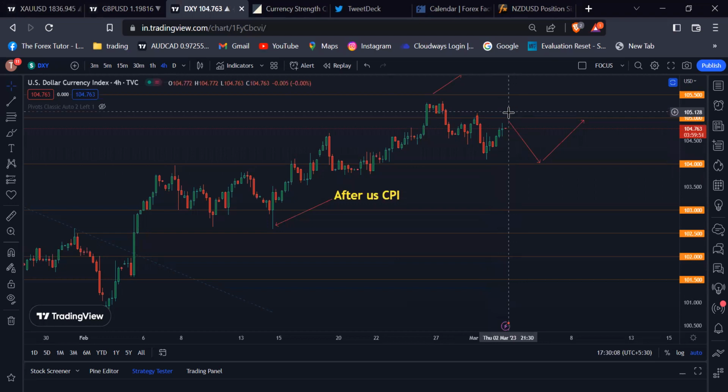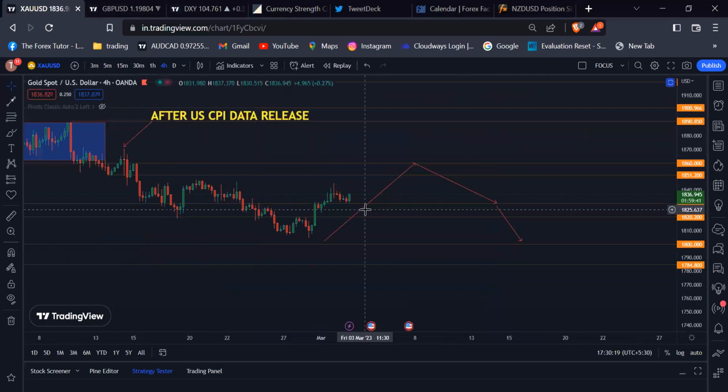One is if the dollar index breaks the 105.00 psychological level and moves upwards to the 105.500 psychological level, then we will see a further fall in gold. Gold will break below the 1820.200 psychological level and move downwards to the 1800 psychological level.